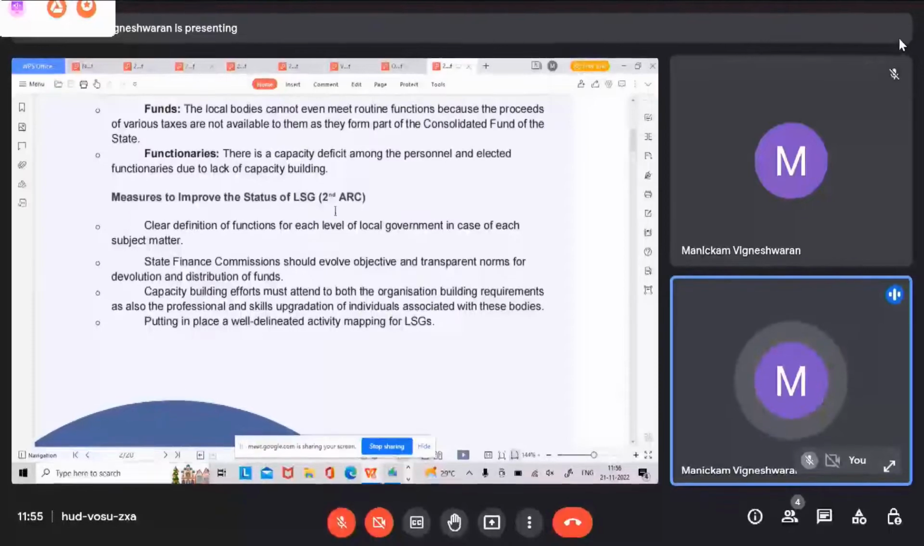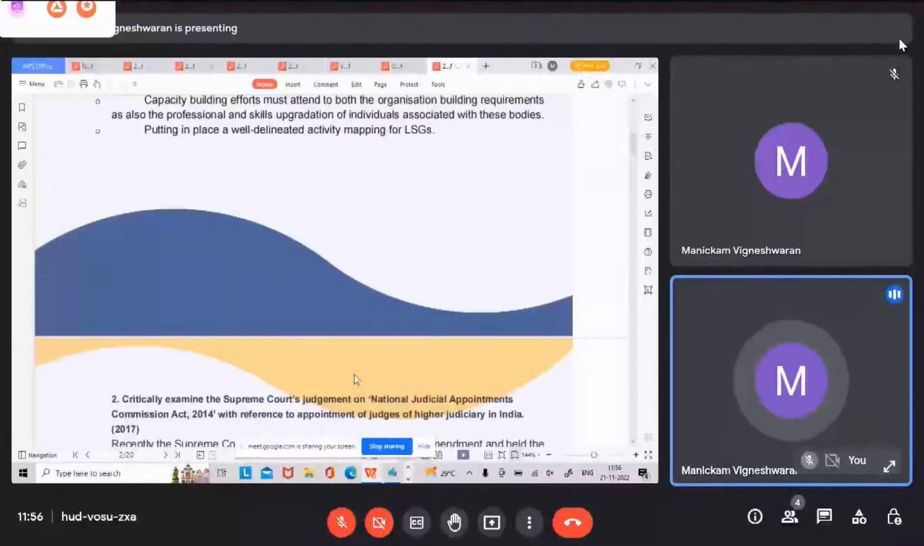The State Finance Commission should evolve objective and transparent norms for devolution and distribution of funds. Capacity building efforts must attend to both the organization building requirement and professional skills upgradation of individuals associated with these bodies, putting in place a well-delineated activity mapping for local governments.